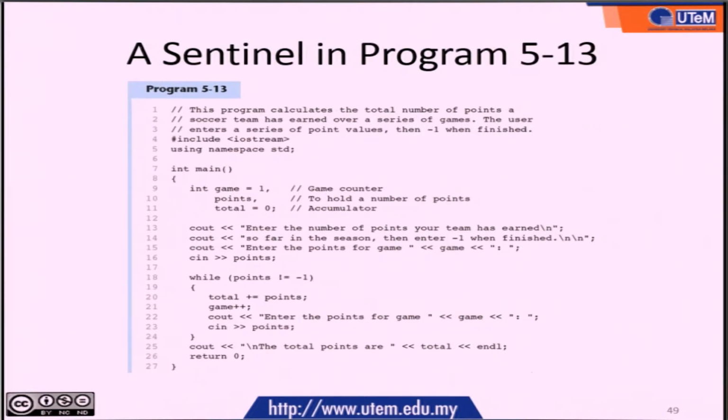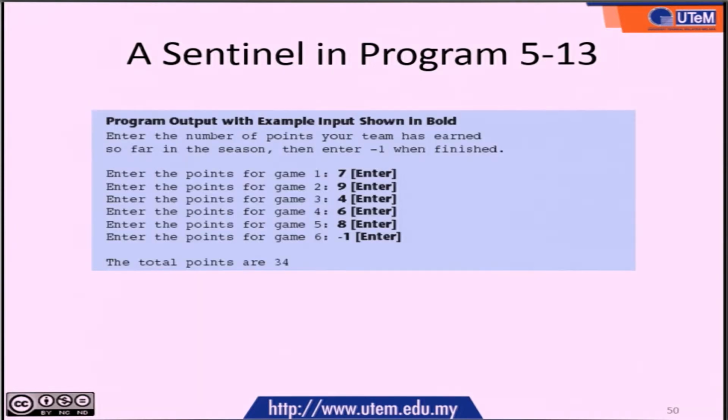An example of a sentinel in program 5-13 is shown here. In this code, we are asking the user to enter a series of scores earned by their team in the current season. If the user has entered all of the scores, the user can enter the value -1 to indicate that they have already entered all of the scores. The output of the program can be seen here, where the user entered -1, and the program starts to print the total of the accumulated numbers entered by the user.